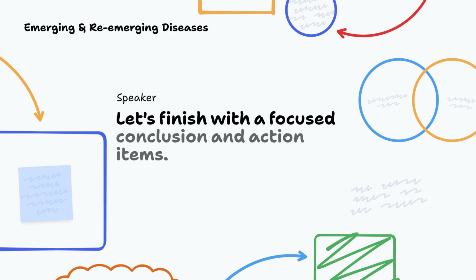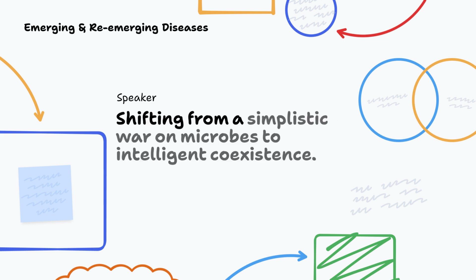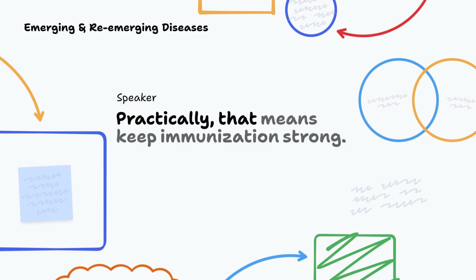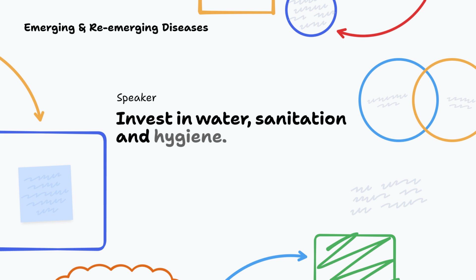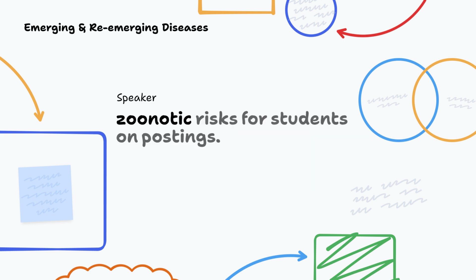Let's finish with a focused conclusion and action items. Big picture, are strategies shifting from a simplistic war on microbes to intelligent coexistence? Predict, prevent, detect early, and respond fast. Practically, that means keep immunization strong, invest in water, sanitation, and hygiene, run robust surveillance that links numbers to action, and embed One Health teams for zoonotic risks.